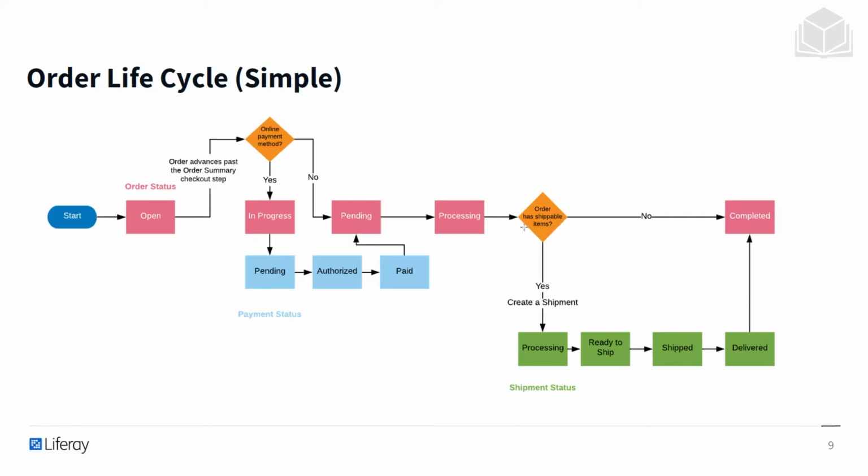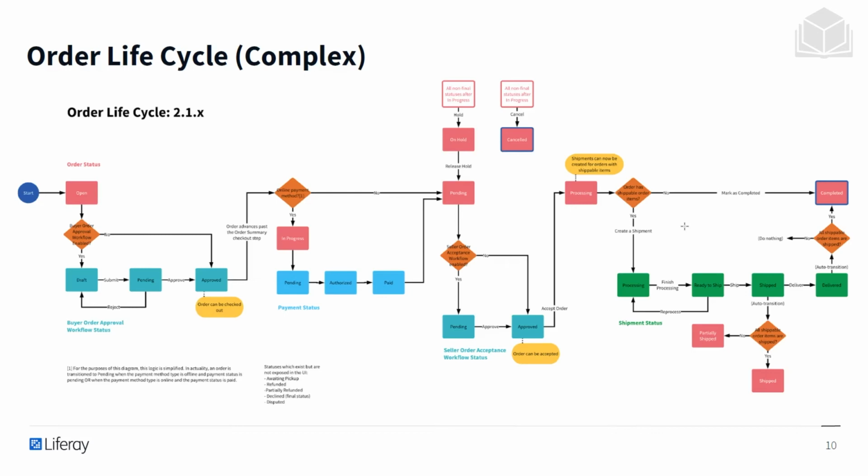So now we're checking if the order has shippable items, maybe they're physical objects in a warehouse. We'll go ahead and have the warehouse move forward with that, prepare the order, ship it, and deliver it. For the case of the no here, these might be products that are digital and can just be sent electronically.